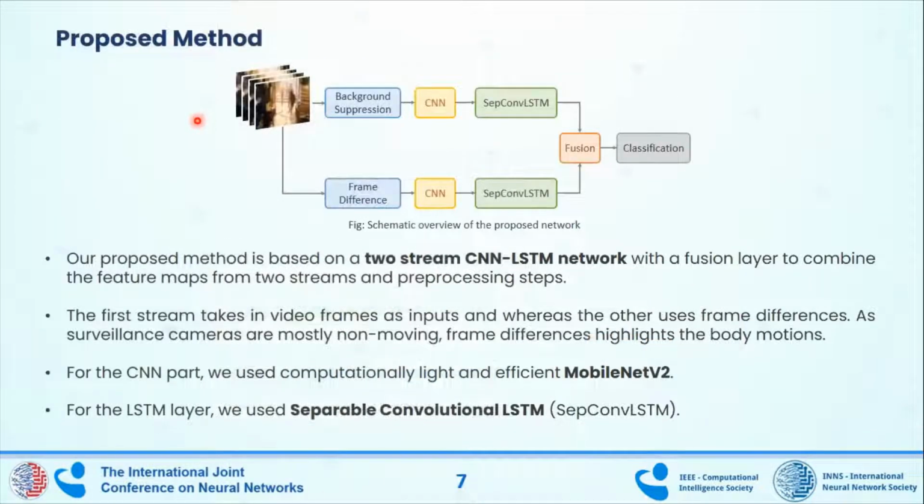Let's look at the proposed method. Our proposed method is a deep learning pipeline based on a two-stream CNN-LSTM network with a fusion layer that combines the feature maps from two streams and some pre-processing steps. The first stream takes in video frames as input, whereas the other stream uses frame difference. As surveillance cameras are mostly non-moving, frame difference highlights the body motions. For the CNN part, we used the computationally light and efficient MobileNet version 2. For the LSTM part, we used Separable Convolutional LSTM.